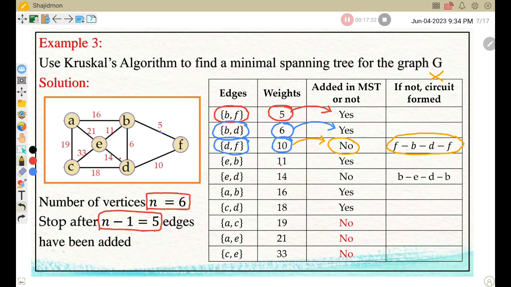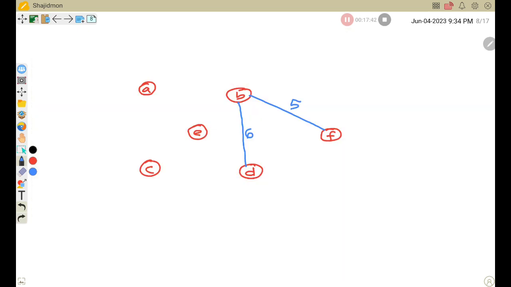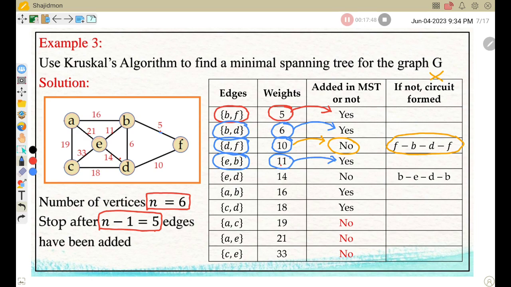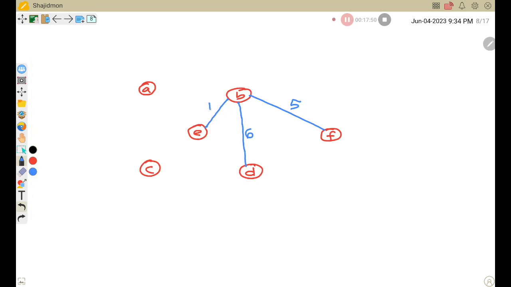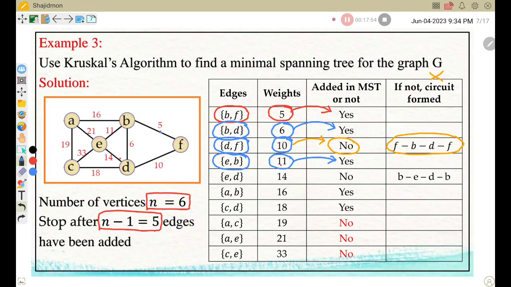Now like this we are continuing. Now next EB. Can we add EB? 11 weight. We will check that one. EB. Where is EB? That is EB. So this is okay. There is no circuit forming. Correct. So what is that weight? 11 is the weight. So EB we are adding because no circuit is forming. Like that, how many edges do we need to add? 5 edges. Once you reach 5 edges, we need to stop the algorithm.